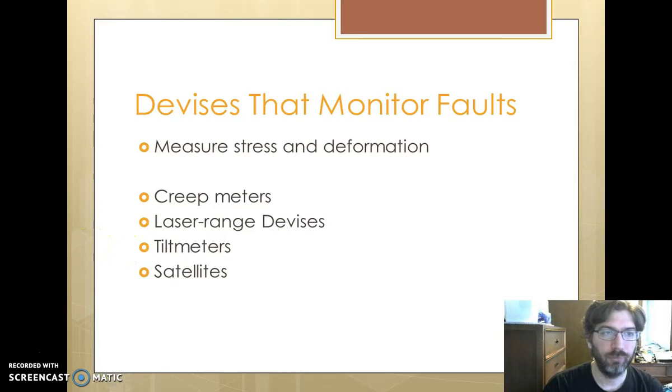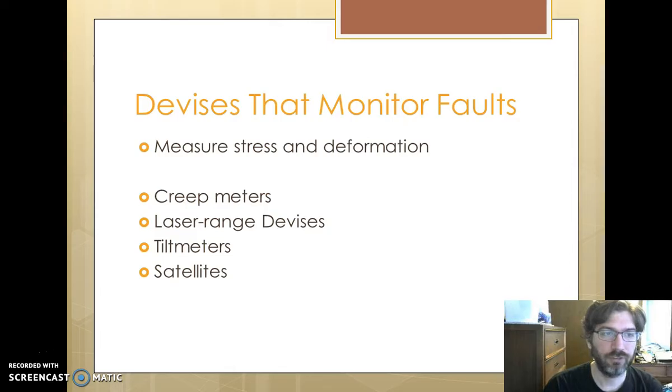So there are going to be 4 devices that we are going to put into use. Each one is going to have kind of its own design and give us slightly different information than others, but they all are going to measure stress and deformation. So again, stress are those forces, the shearing, the tension and compression forces of the plates, and deformation is the changing of the actual surface.